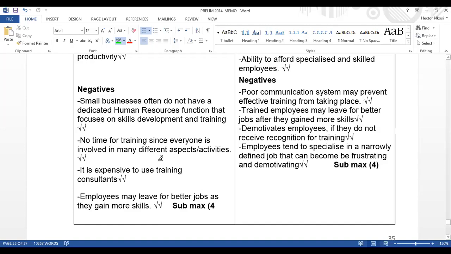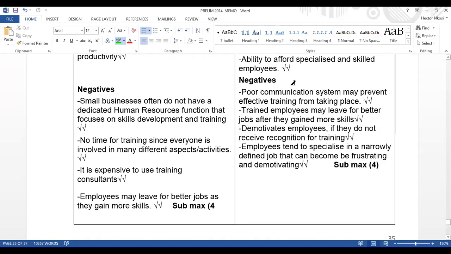Also, it is expensive to use a training consultant, because small businesses do not have that much money compared to a big business, right? The costs are quite high. Another bad thing about skills development under small businesses is that employees may leave for better jobs as they gain more skills.